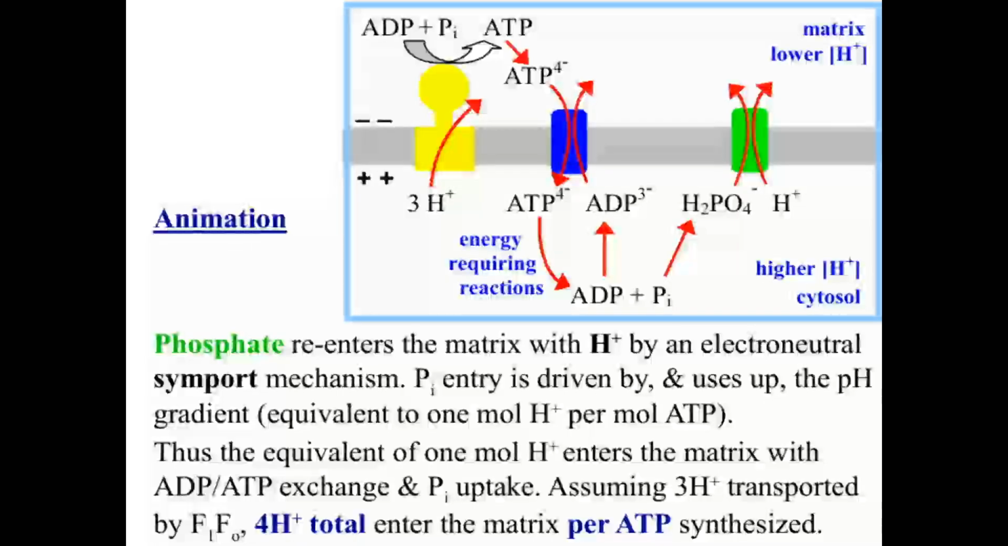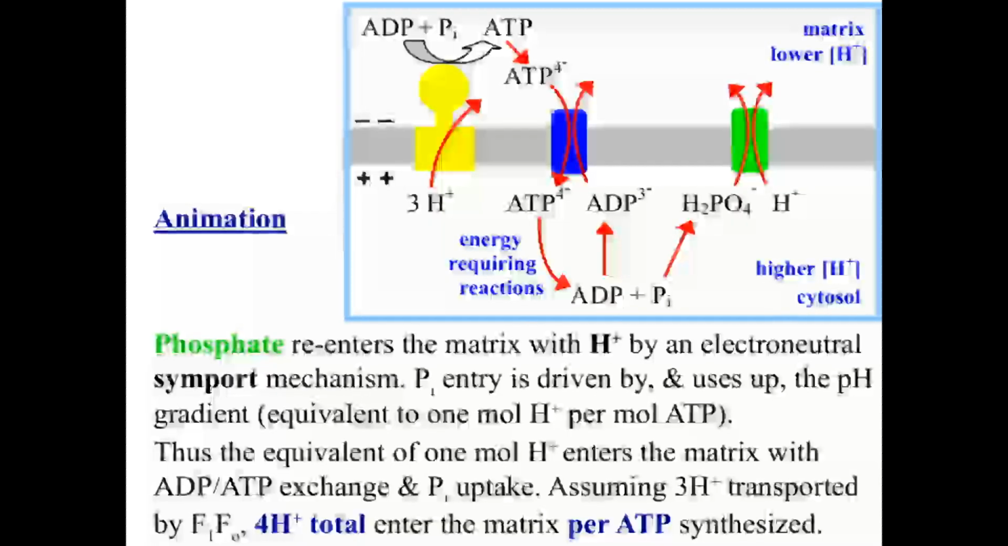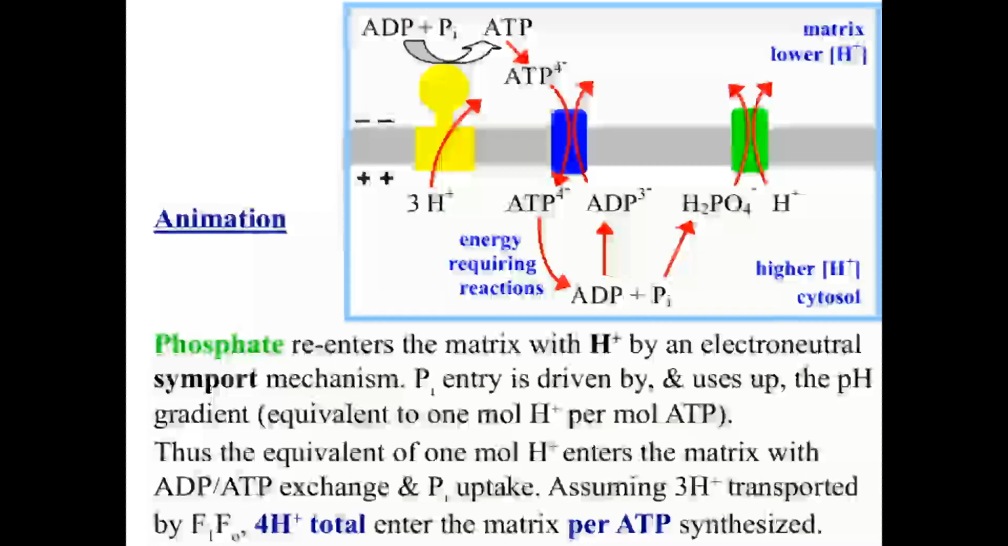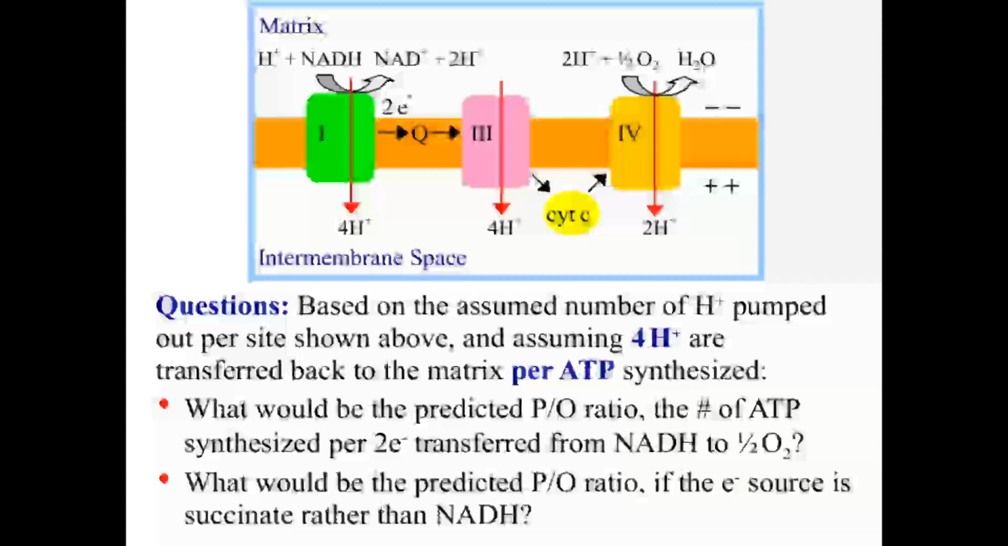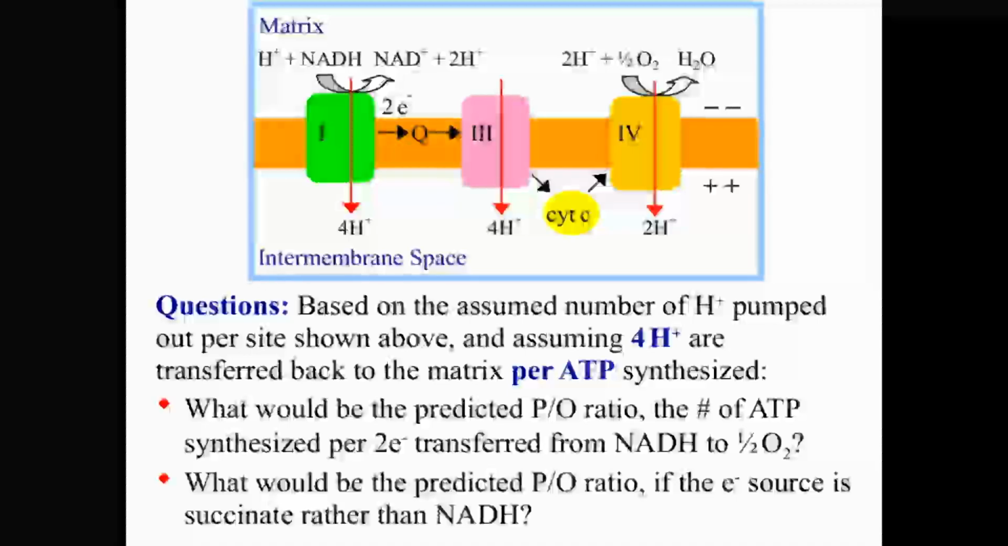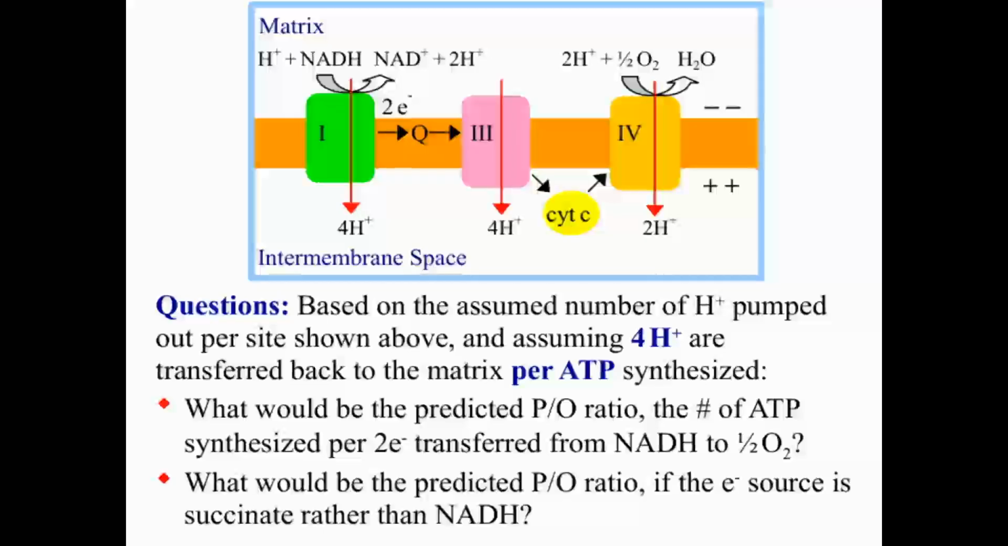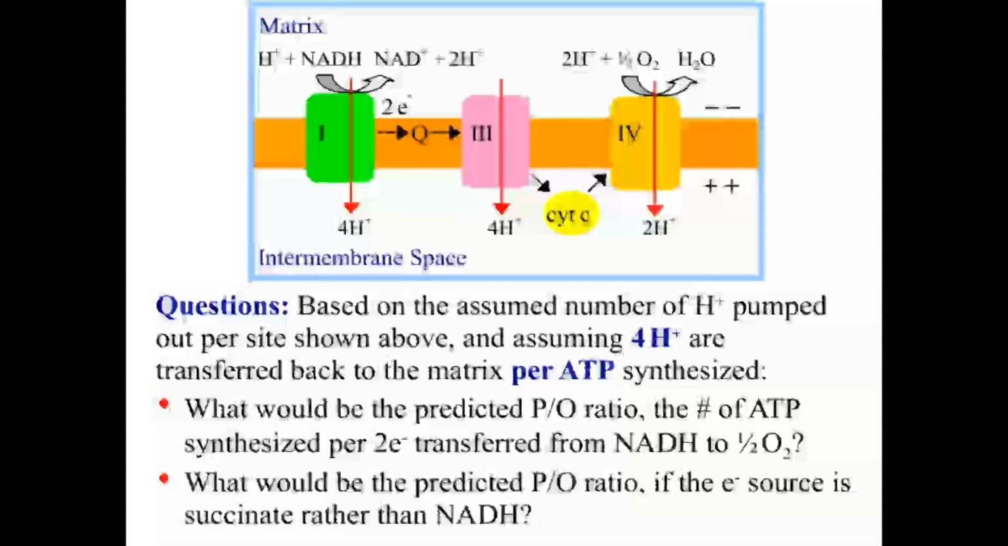First, based on the assumed number of hydrogen ions, or H+, pumped out per site as we discussed earlier, and assuming that 4 H+ ions are transferred back into the mitochondrial matrix for each ATP synthesized, what would be the predicted P/O ratio? In other words, how many ATP molecules would we expect to produce per 2 electrons transferred from NADH to oxygen? This is a key point because it helps us understand the efficiency of oxidative phosphorylation. The P/O ratio essentially measures how effectively the electron transport chain converts the energy from electrons into ATP.